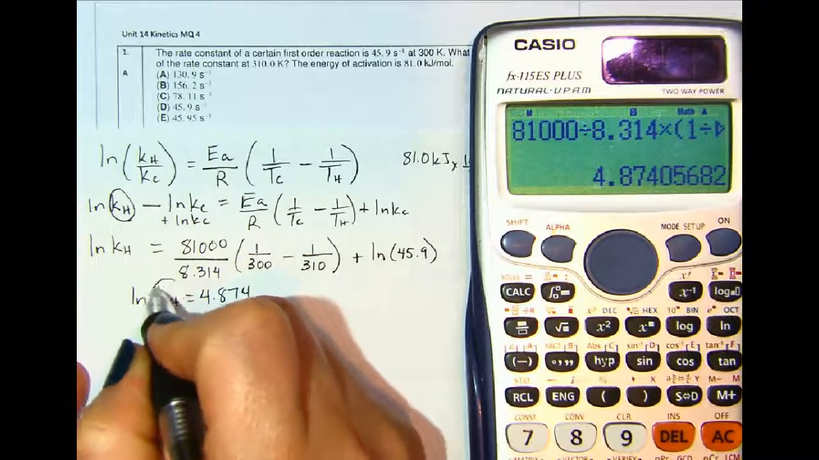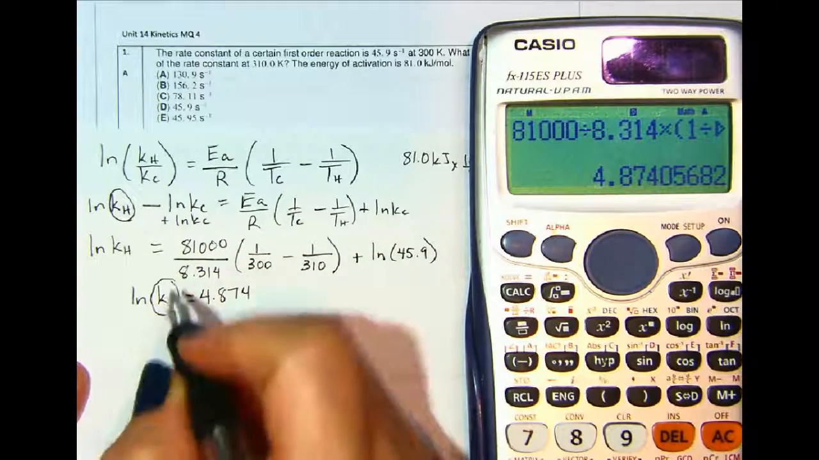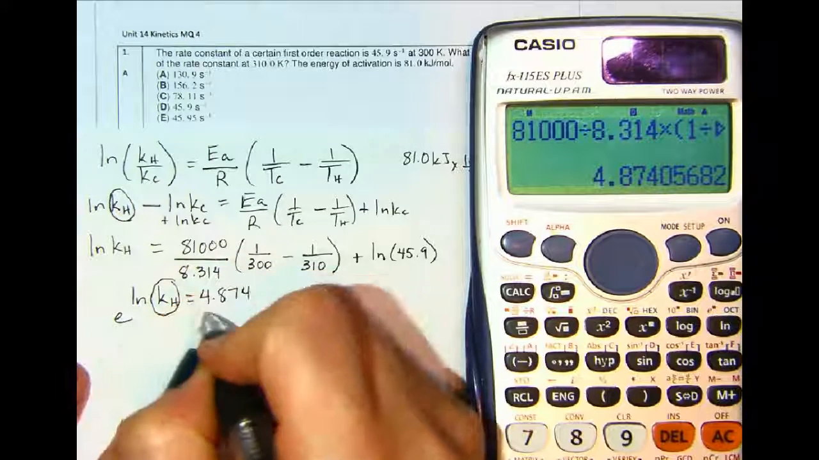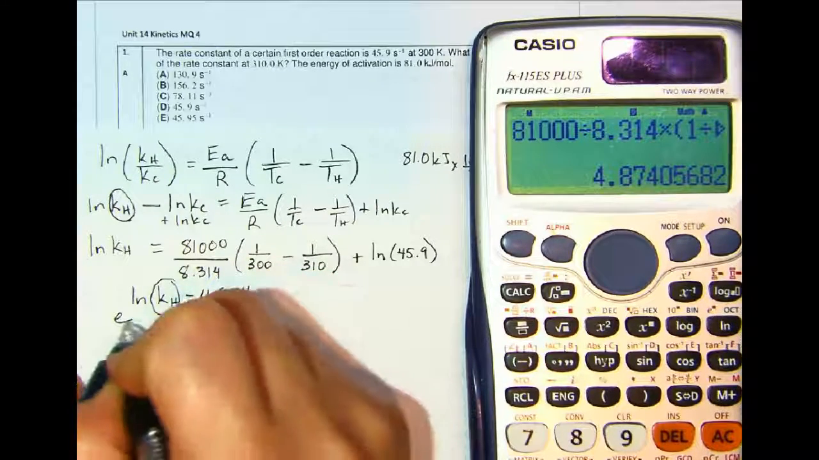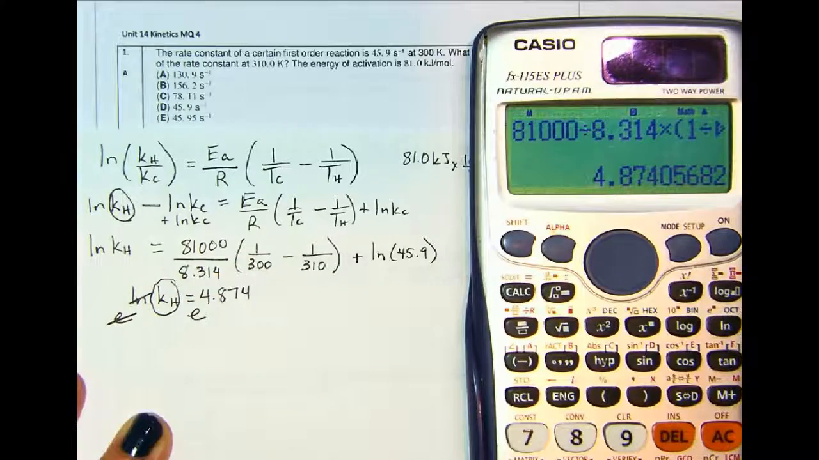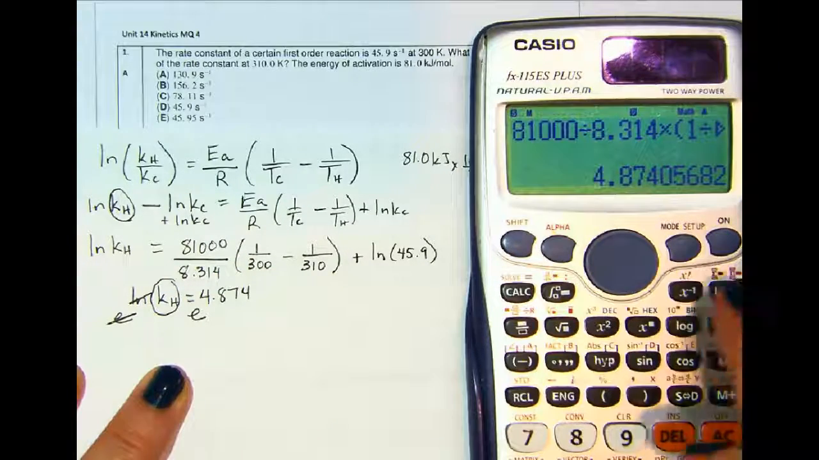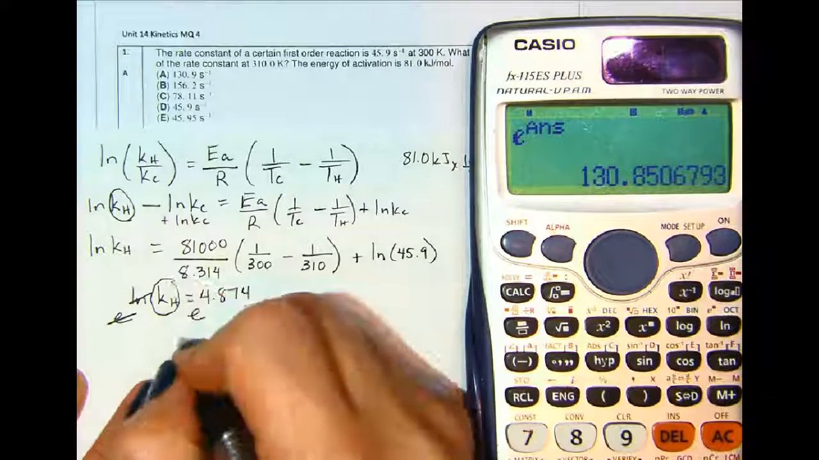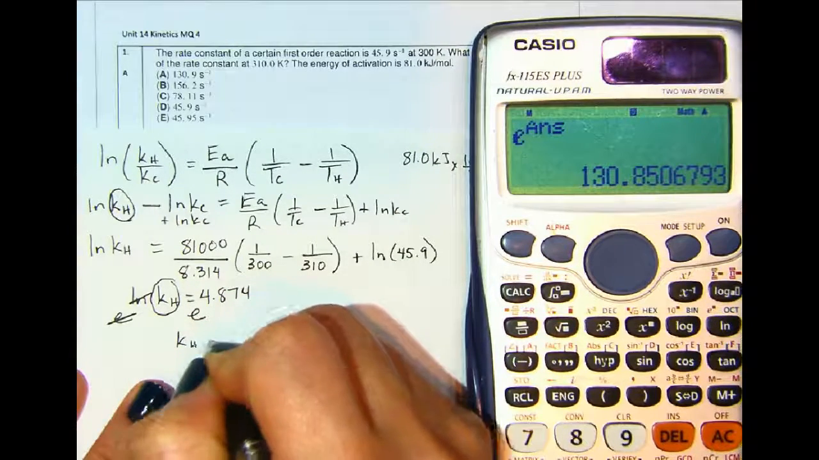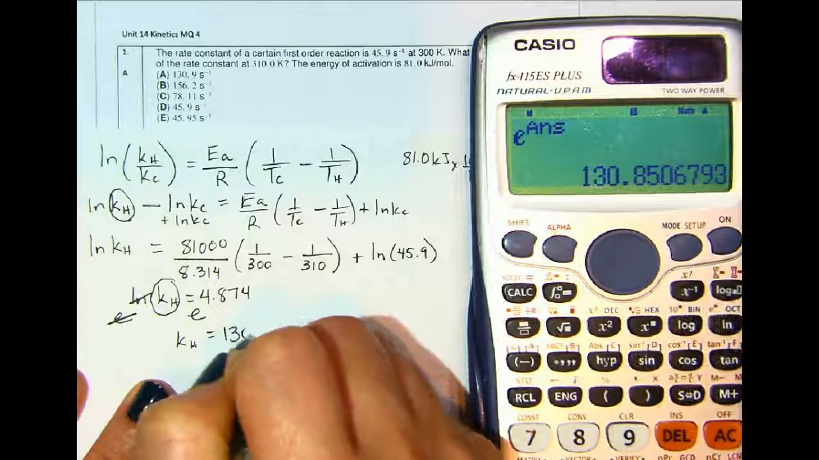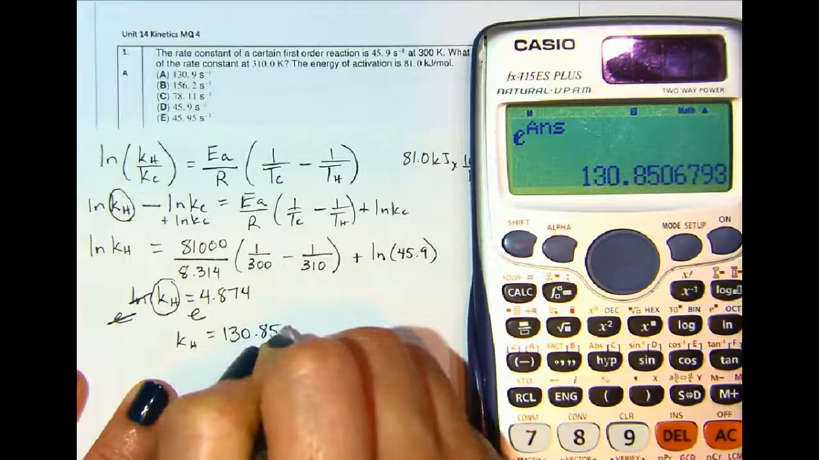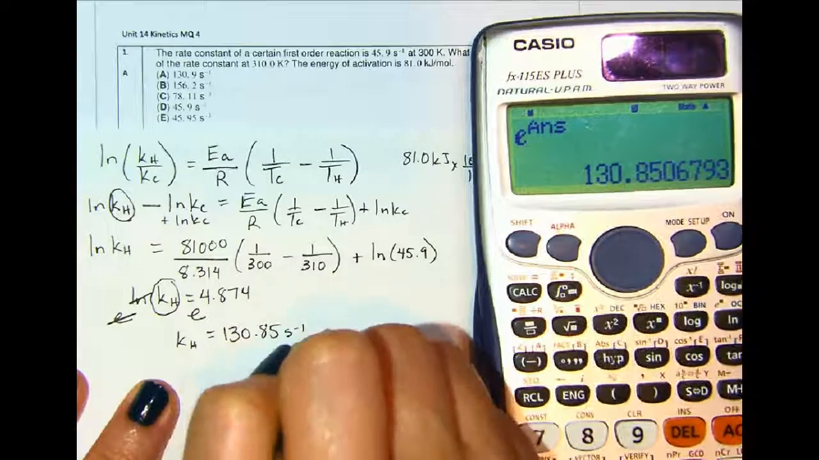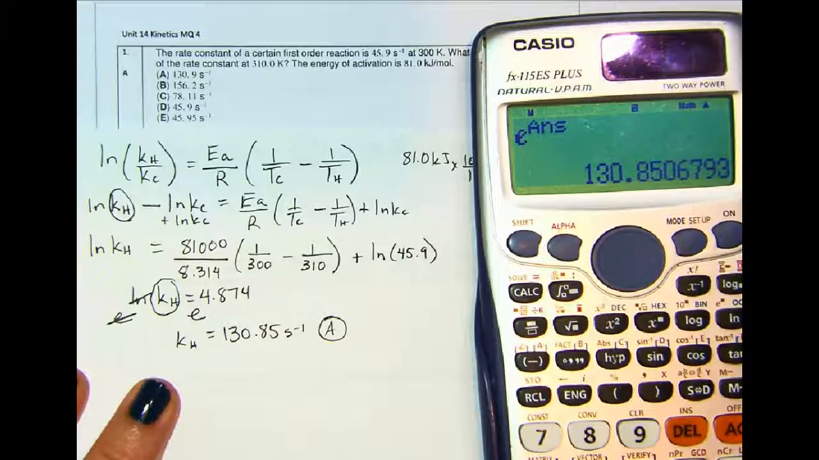I still want to solve for just the Kh, so I'm going to take e to both sides of the equation. This is going to cancel out the natural log, and so e to the previous answer is going to give me my rate constant at the hotter temperature, which is 130.85 seconds to the negative 1, which is letter A.